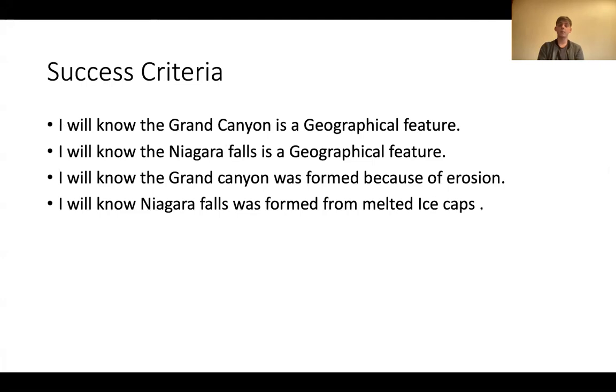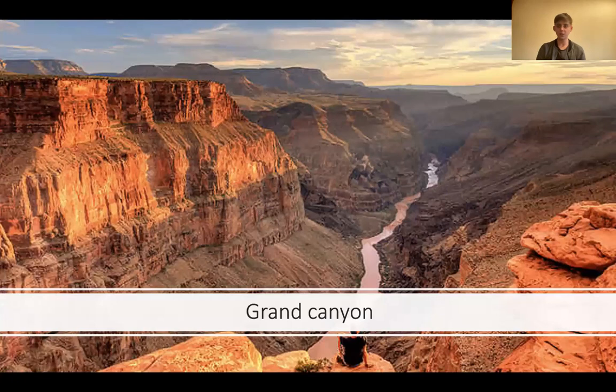To be successful in that, we will know that the Grand Canyon is a geographical feature. We will know that Niagara Falls is a geographical feature. We will know the Grand Canyon was formed because of erosion, and we will know that Niagara Falls was formed from melted ice caps.